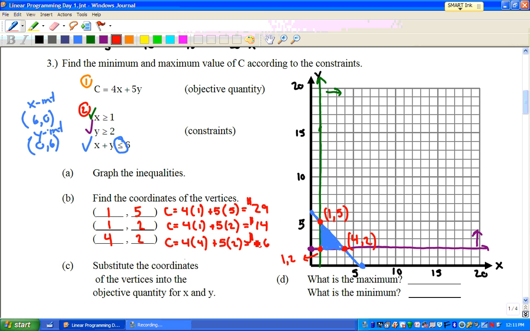Okay? So if I wanted to know my maximum cost and my minimum cost based on my amount of production or something like that, my maximum value is going to be $29, and that's going to be at the ordered pair of 1, 5. And then my minimum value would be this one right here. It would be $14, and that would be at the ordered pair of 1, 2.